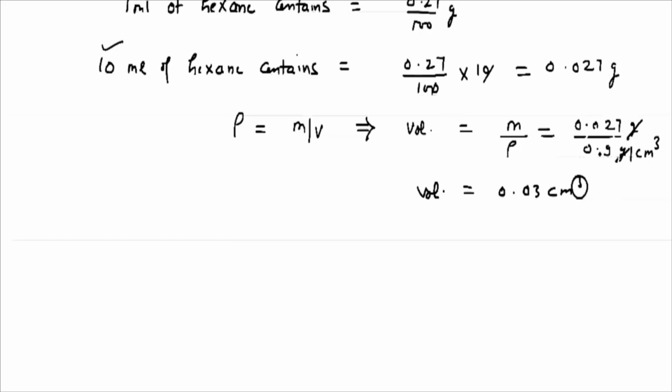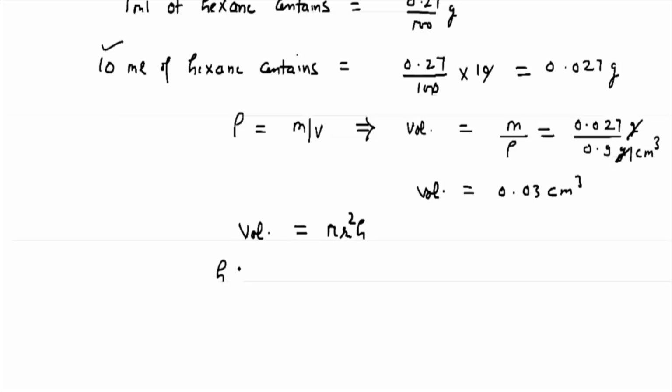So 0.03 centimeter cube is the volume of the overall total system. Now we have to find out the height of the monolayer. We know that the formula for volume is pi r square h, and now we have to find out the value of h.